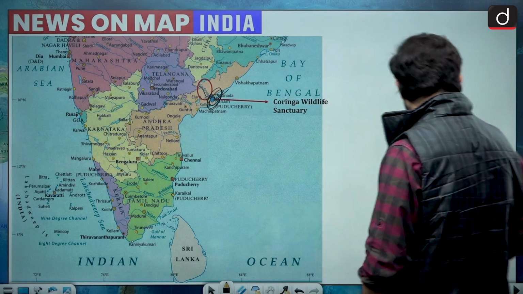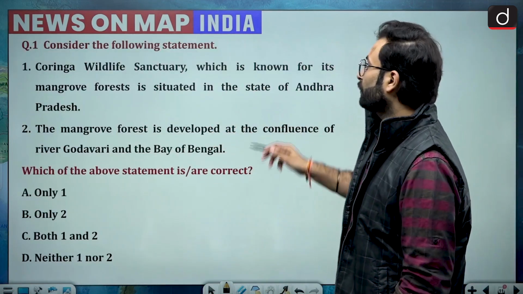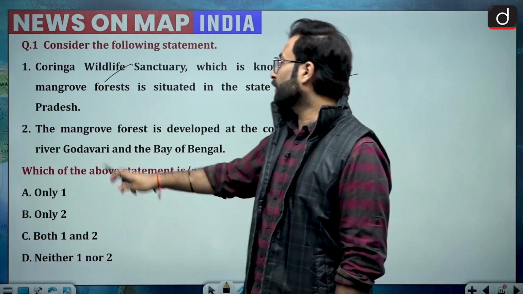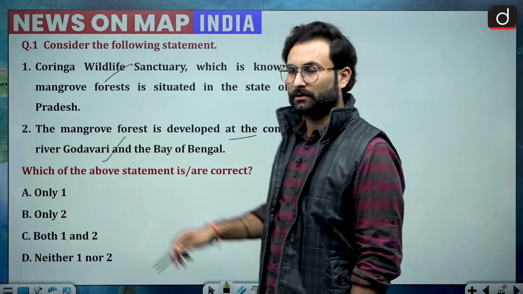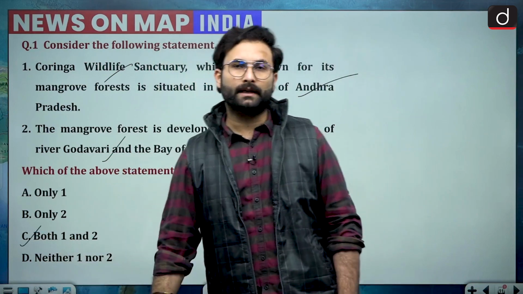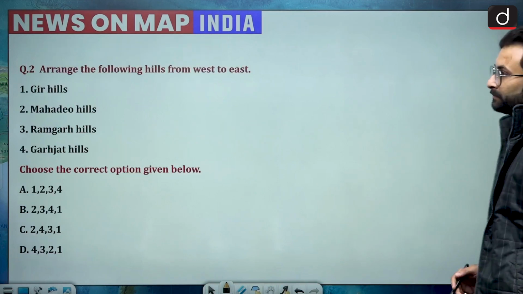Okay, so let's see the statements. Coringa Wildlife Sanctuary, which is also known for its mangrove forest, is situated in the state of Andhra Pradesh. Correct. Mangrove forest is developed at the confluence of Godavari and Bay of Bengal. This is also correct. So we have to choose the correct statement. Option C would be your right answer, both A and B, or 1 and 2. So let's move to question number 2.